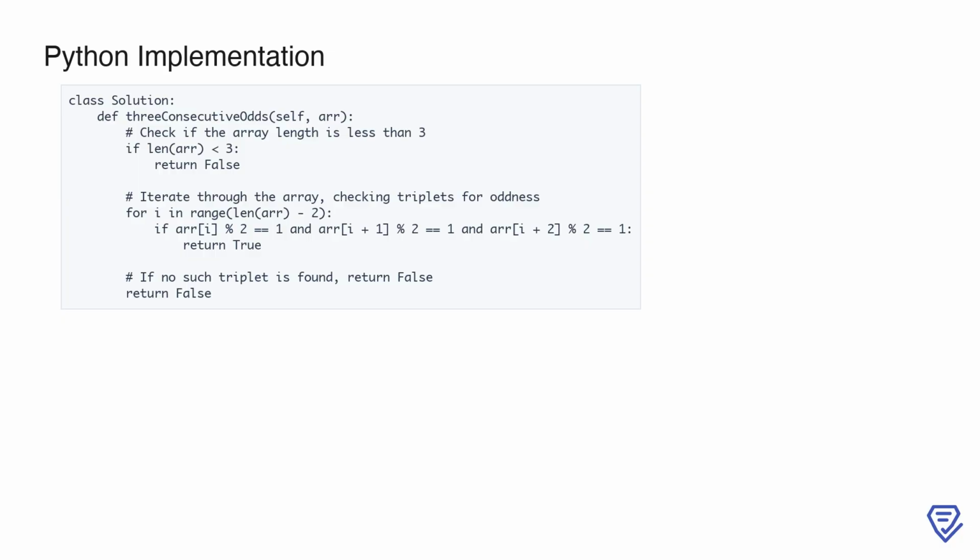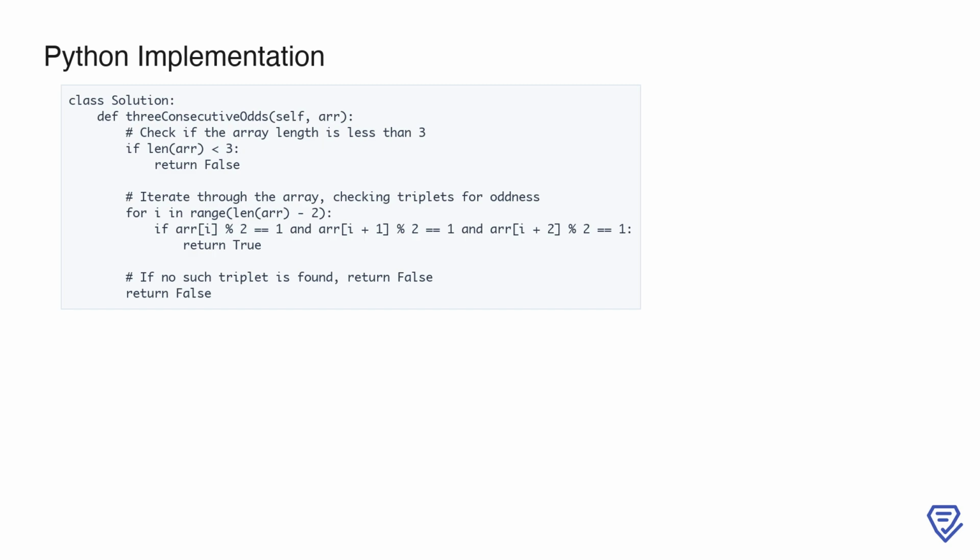The implementation is concise and efficient, leveraging a linear iteration through the array. First, the method begins by checking if the array has fewer than 3 elements, as it is impossible to find 3 consecutive elements in such a case. If the array length is less than 3, the method immediately returns false.